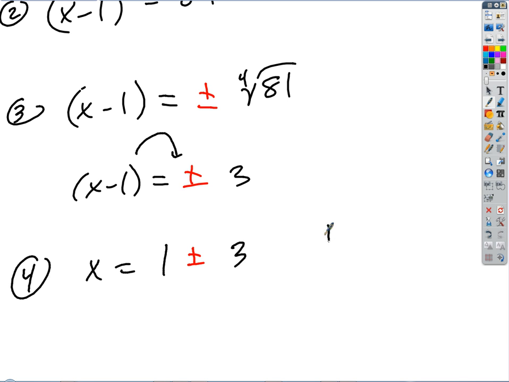So if I take the plus sign, what do I get? x equals 4. If I take the minus sign, x equals negative 2. Okay, let's do one with an odd. Not that they're any different, they're actually easier. So let's do one with an odd real quick.